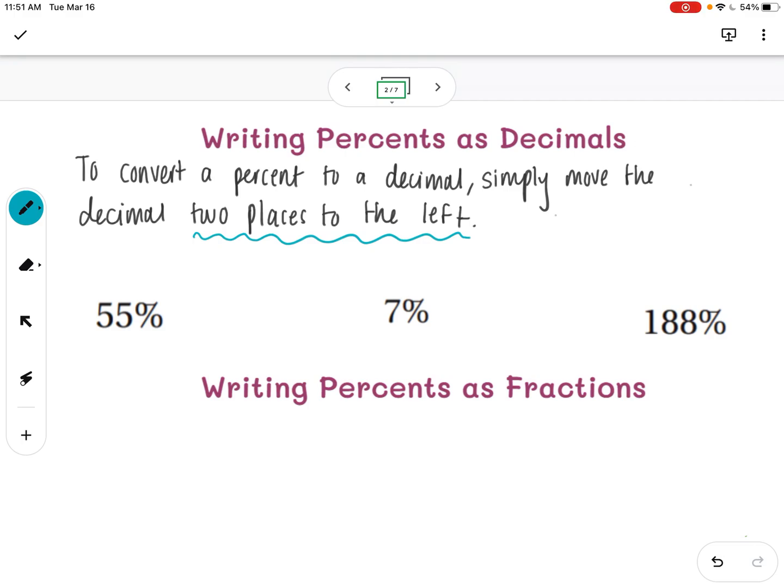So let's do some examples. So 55%, for example, currently the decimal is right over here. So in order to convert it to a decimal, we're going to move it 2 times to the left. So now that equals 0.55. All right, what about 7%? So currently that decimal is right here. We'd have to move it 2 places to the left. So that means to convert that, we'd have to add a 0. 0.07 would be that. What about 188%? Well, now that's big. I'm going to move it 2 times to the left, and that would be equal to 1.88 as a decimal.